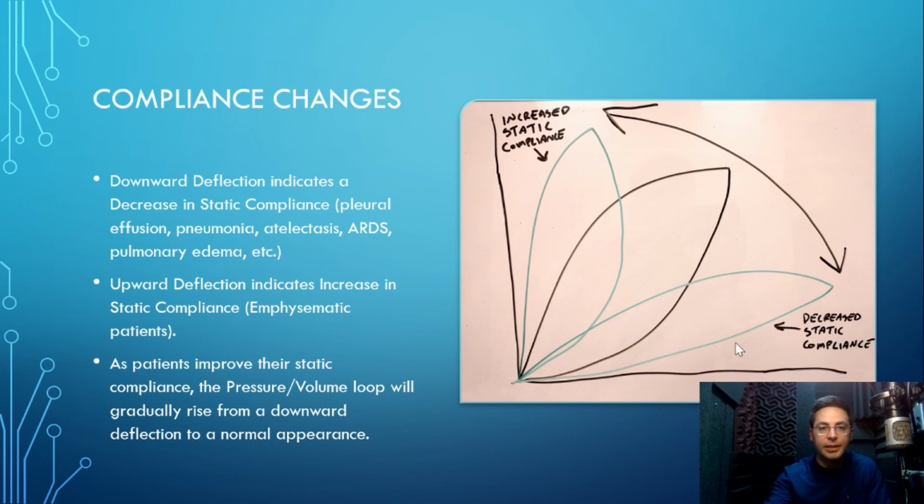We can see this when we have issues like pleural effusion, pneumonia, atelectasis, ARDS, pulmonary edema, and such. And this upward deflection is something that we should expect to see in our emphysematic patients. Now, it's important to keep track of this because over time, as a patient's static compliance improves, we should see this deflect more and more in the proper direction.